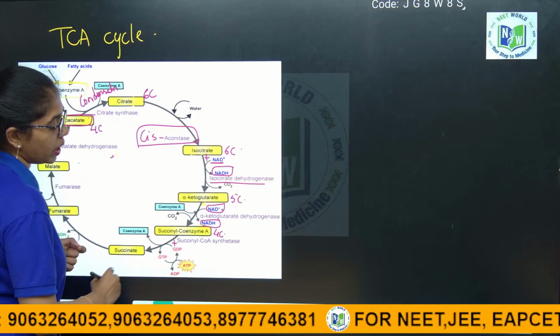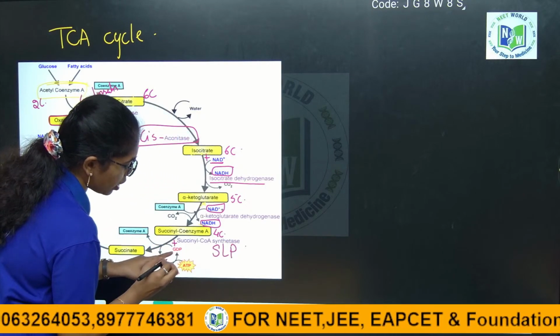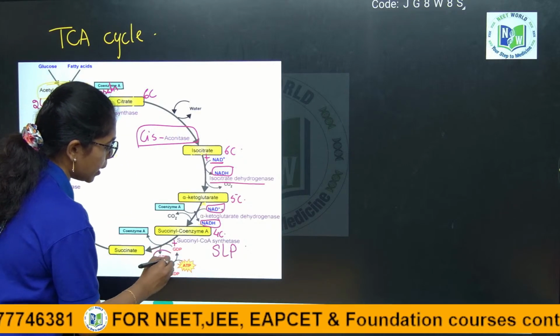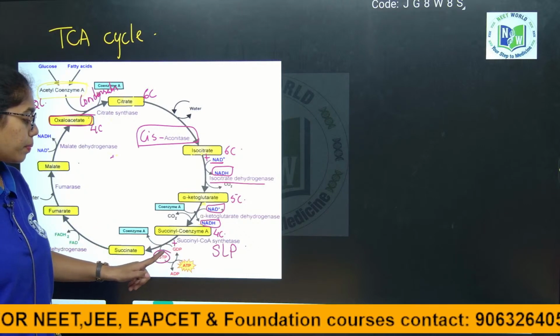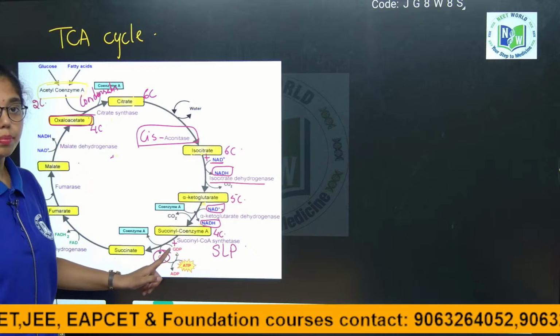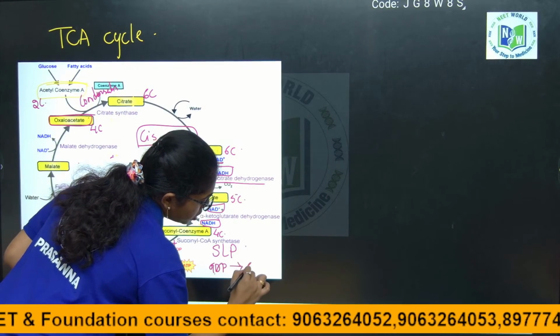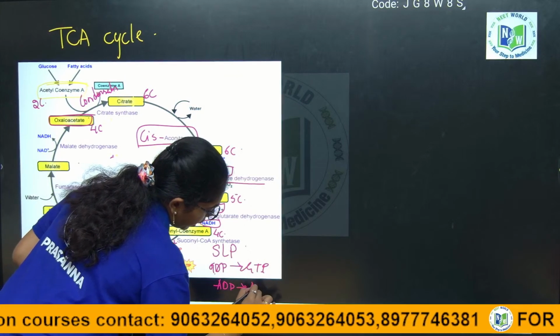This is said to be substrate level phosphorylation, because GDP is utilizing a phosphate group from succinyl CoA and forming GTP. ATP can also be formed. It can be GDP to GTP or ADP to ATP as well.